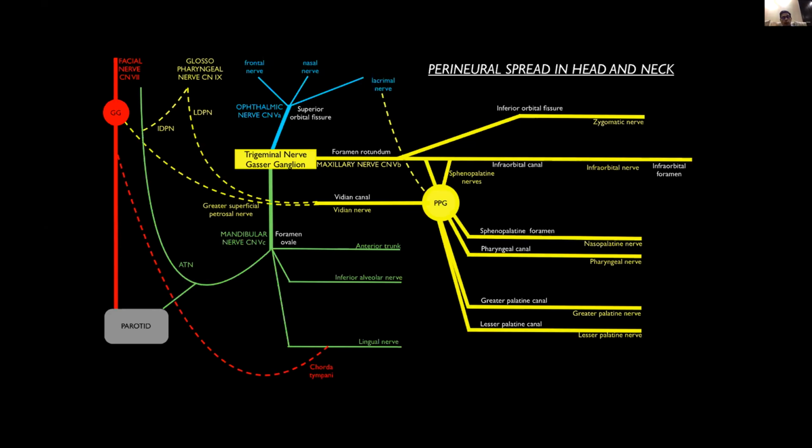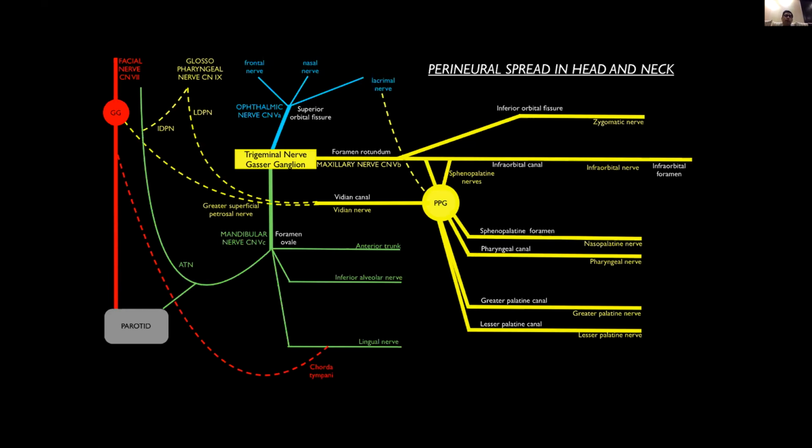Through the sphenopalatine foramen, it gives the nasopalatine nerve. Through the pharyngeal canal, it gives the pharyngeal nerve. Through the greater palatine canal, it gives the greater palatine nerve, and through the lesser palatine canal, it gives the lesser palatine nerve. So the ophthalmic division gives the frontal nerve, the nasal nerve, and the lacrimal nerve. These are the three branches of the ophthalmic nerve.